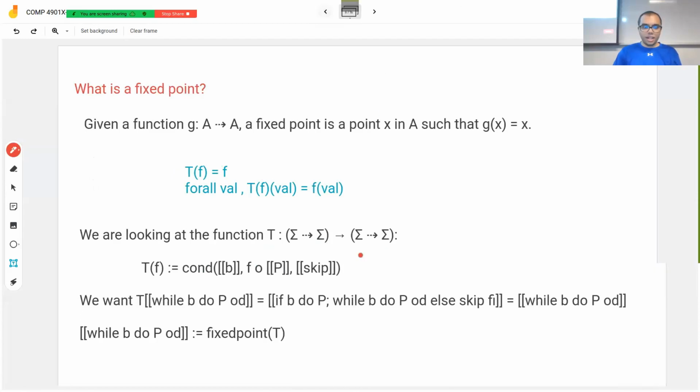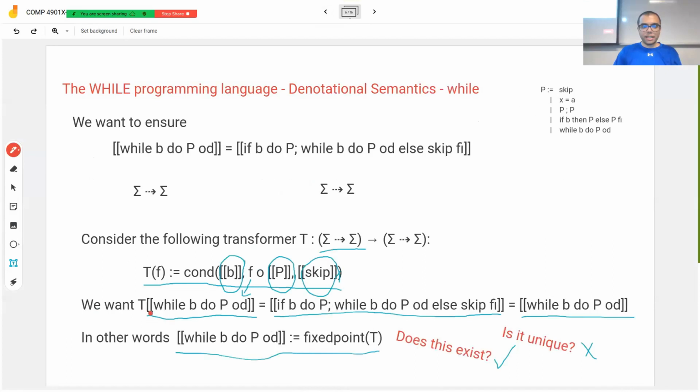And again, ideally, I wanted to have this. I wanted to say that if I give the semantics of my while as the input to the function T, I mean, it's a function, it just does this thing, right? So we have the definition of T here. It just checks if B is satisfied, and if B is satisfied, it returns FOP, otherwise it returns skip.